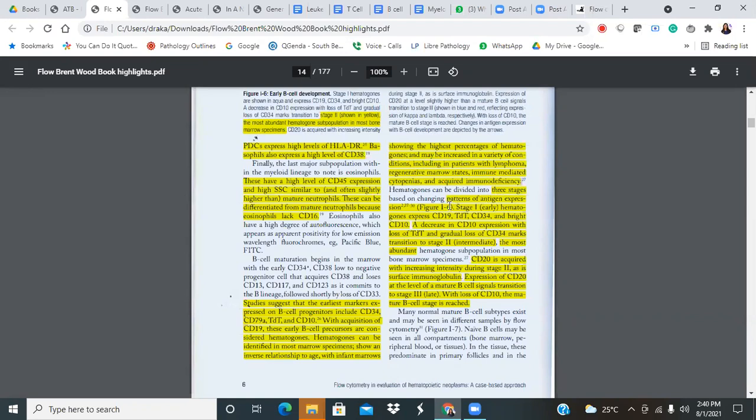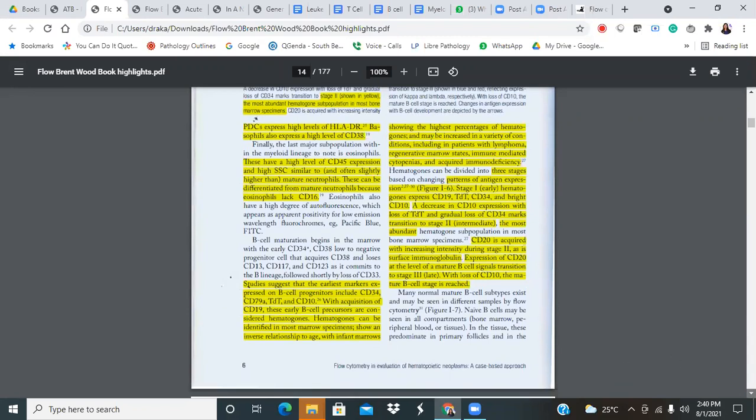Hematogones can be divided into 3 stages. Stage 1, early, expresses CD19, TdT, CD34, and bright CD10. Decrease in CD10 expression with loss of TdT and gradual loss of CD34 marks stage 2, intermediate, and that is the most abundant in the bone marrow of the hematogones. CD20 is acquired with increasing intensity during stage 2, as is the surface immunoglobulin. Expression of CD20 at the level of mature B cells transitions to stage 3, with loss of CD10 and the mature B cell stage is reached. So that's that.